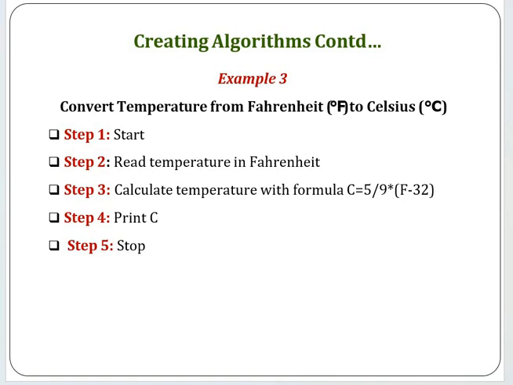And then the next example is that you have to convert temperature from Fahrenheit to Celsius. Again you begin the process, input the temperature value in Fahrenheit. Use the formula C equals 5 by 9 star F minus 32 to convert Fahrenheit to Celsius. Display the calculated temperature in Celsius, and then finally terminate the process. This algorithm demonstrates a simple mathematical calculation; it involves input, calculation, and output operations, right? This example can be used to explain the basic arithmetic operations in programming.